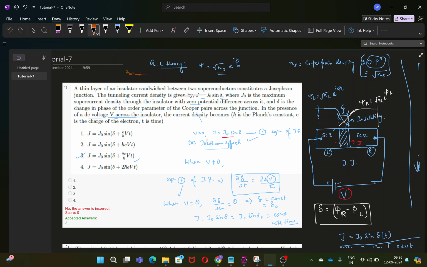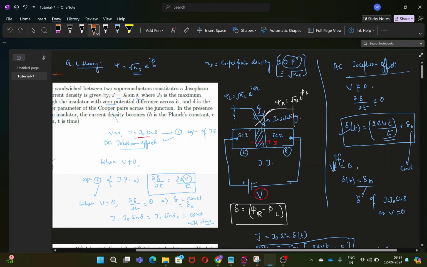So as it is about Josephson junction, it is asked what will happen to the critical current density that is tunneling through the junction, which is J in this case, when you apply a finite DC bias voltage V across the insulator regime of the junction. So you can see that the correct option is marked as option number 3, and how we got this is solved here.